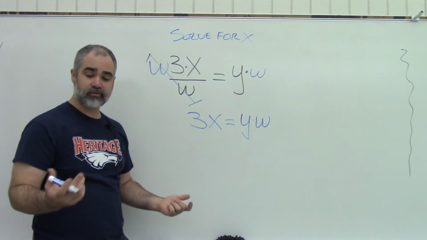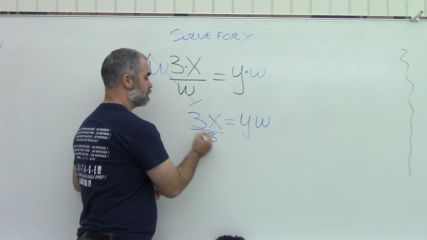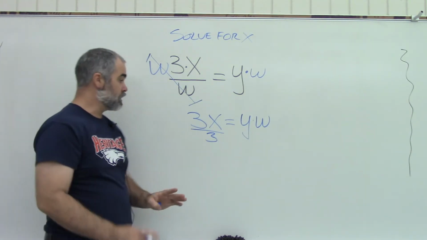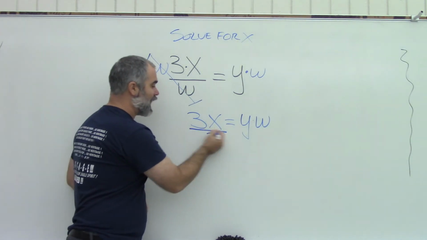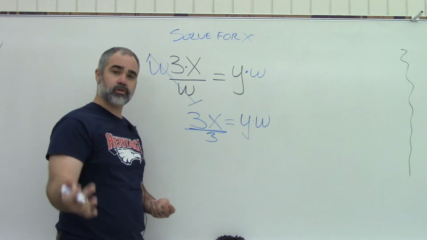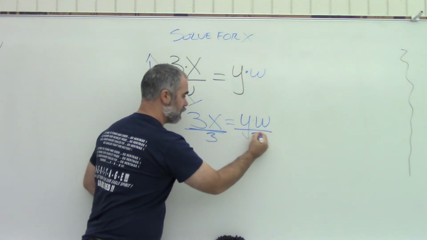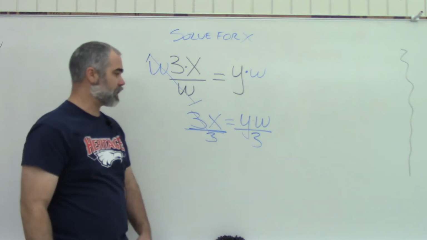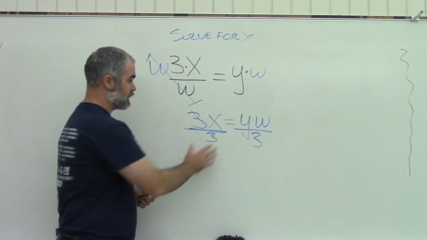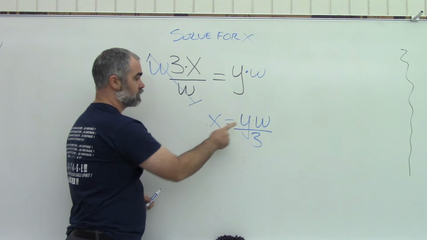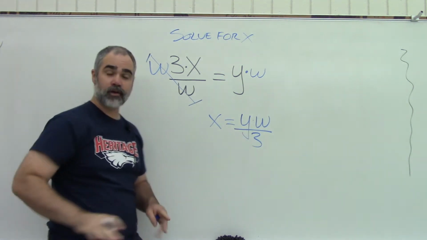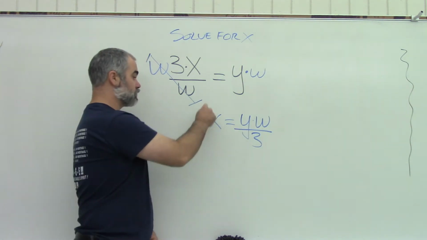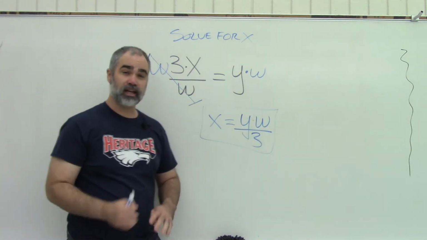Now it's being multiplied by 3 here. I'll do the opposite again. Divide by 3. Remember, I have to divide both whole sides. Remember the golden rule. That which you do to one side, you must do to the other side. Once you do that, you cancel that out, and you're left with your answer. x just equals yw over 3. And that's your answer. You don't have to simplify anymore because you can't. So circle that, put a box around it, you're done.